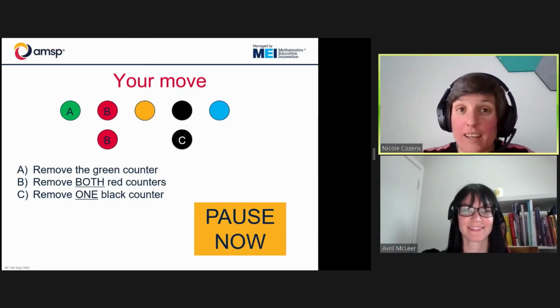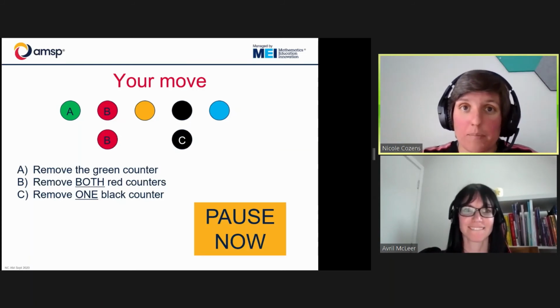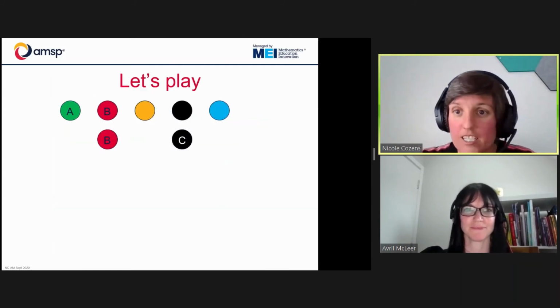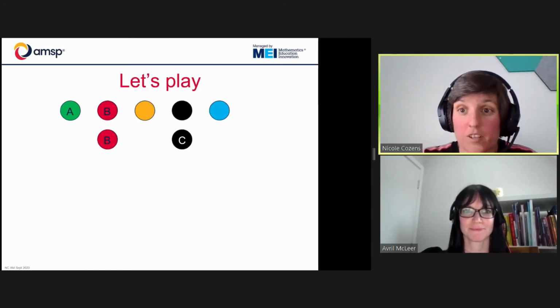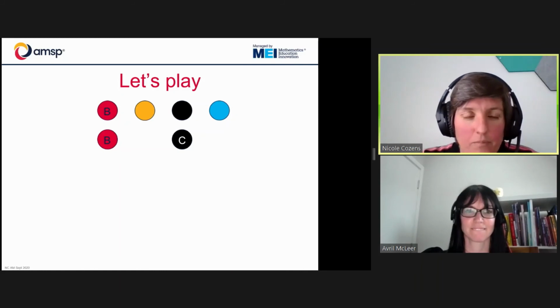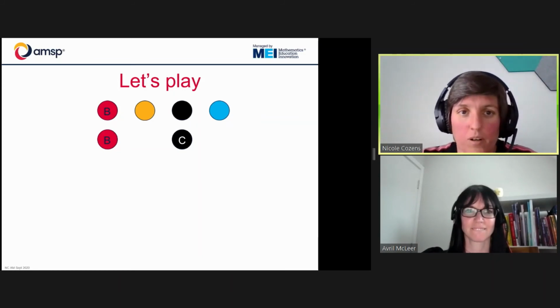Okay, so now you should have had a chat to the person sitting next to you or as a class and try to work out what you think the best move is. I'm going to show you some poll results from a previous session that we ran. And here you can see that removing the green counter was the preferred option. So I'm very quickly going to chat about why that might be the optimal strategy and how you might want to develop your thinking. So if we remove the green counter, you can see now that there's an even number of 2 piles and an even number of 1 piles.